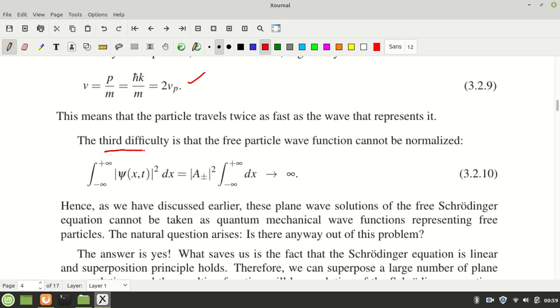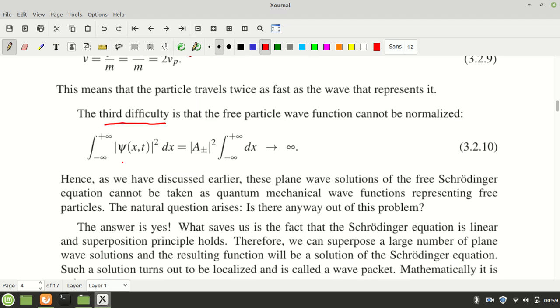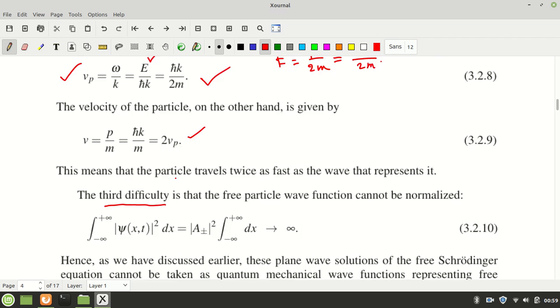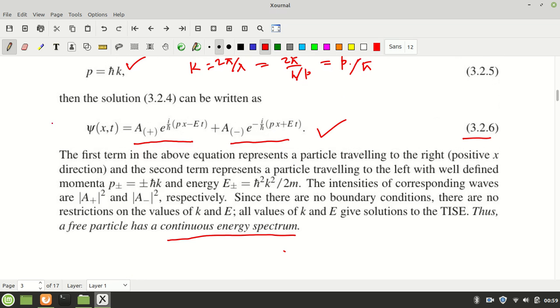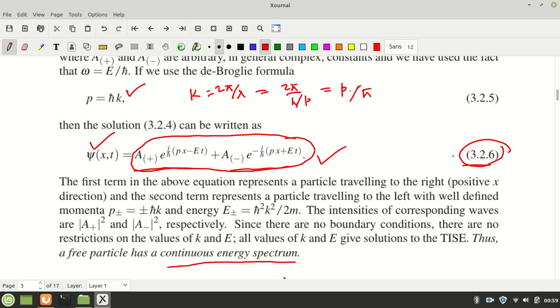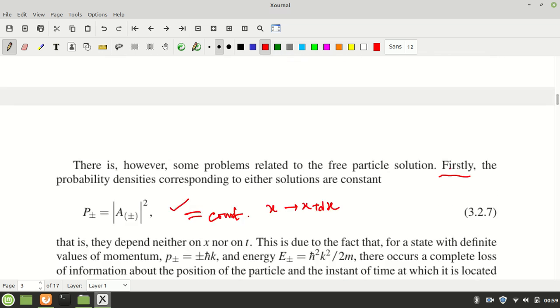And the third one is also a crucial one, which is if you use the solution for psi, which is A plus e to the power i something plus A minus e to the power minus i something, this is not normalizable. If you put the form of psi from this equation into the normalization condition, mod psi square, if you use this psi, that is equation 6, you can see here.